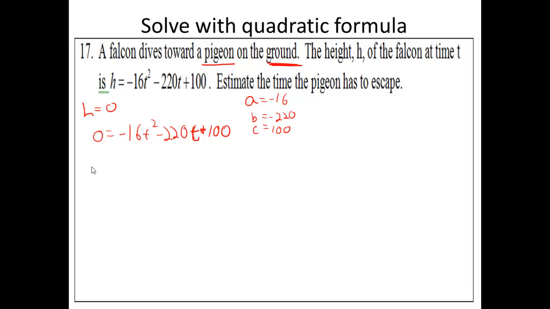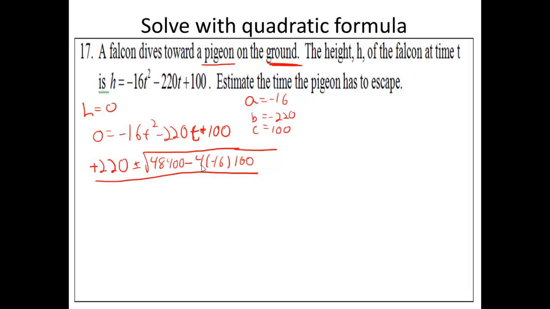So we have negative 220, excuse me, that's going to be positive because of negative b. So the negative of a negative is positive. Plus or minus the square root of 220 squared, which is 48,400, minus 4 times negative 16 times 100. This is all over negative 32.